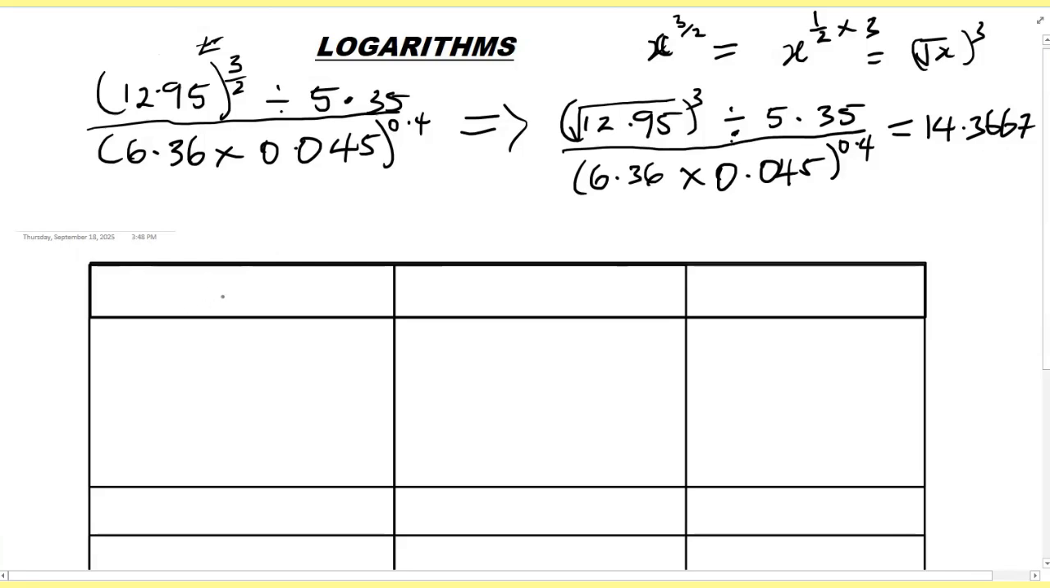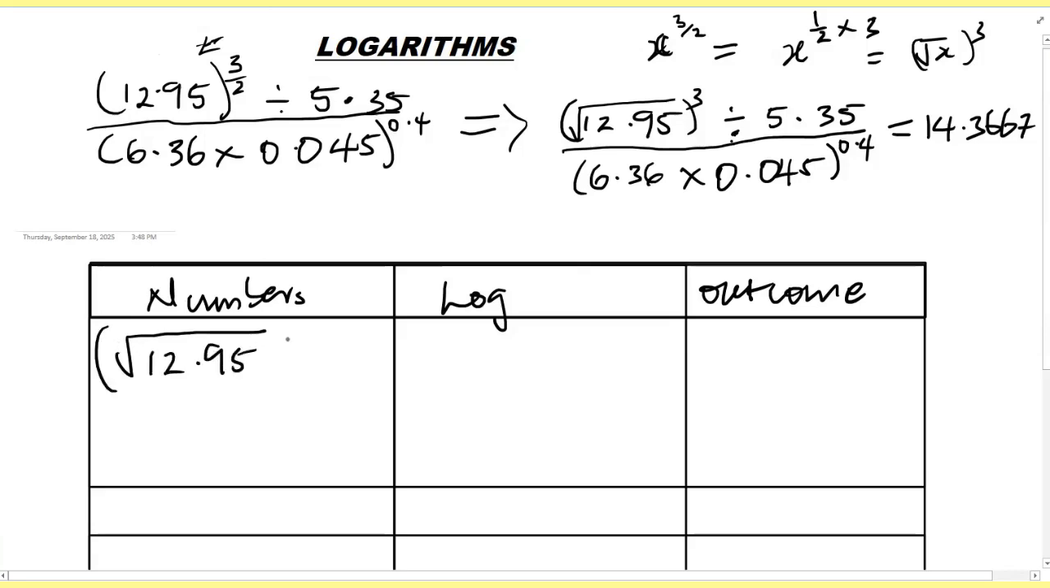So you can see I've drawn the table here just to write in the details that we need. The first thing here, we're using log. Here is numbers, here is our log, and here is the outcome. So the first part here, I'll write the number the way I wrote it with the calculator, right? The root of, open a bracket, the root of 12.95 to the power of 3. And I like to write everything at the numerator there, the way it is. So we have divided by 5.35, right?